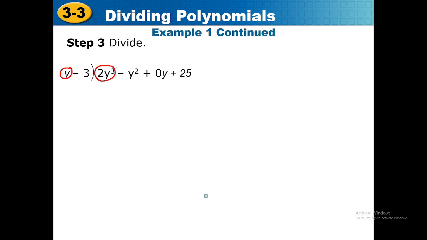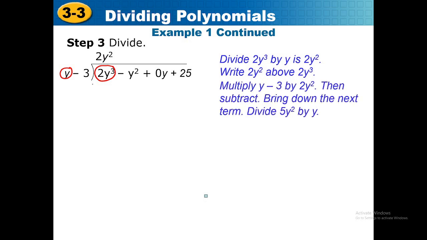So when you divide 2y cubed by y, what's the result? It's 2y squared, right? So divide 2y cubed by y, the result is 2y squared. Write 2y squared above 2y cubed. So, I divide, and the result I place above. And then, multiply. So, I multiply it by y, and I multiply it by negative 3. And the result is written below. So, I have 2y squared times y is 2y cubed. 2y squared times negative 3 is negative 6y squared.